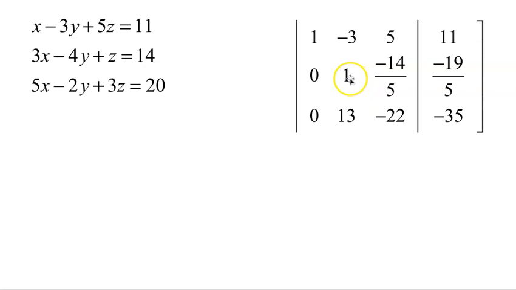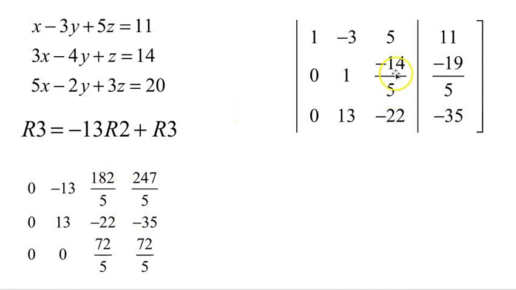So here's our current matrix. Multiplying this row by negative 13 is going to give me some very ugly numbers. So negative 13 times row 2, so 0, negative 13, and then some other things. Negative 13 times negative 14 fifths is 182 fifths. Negative 13 times negative 19, 247 fifths. Add that to the third row, 0, 13, negative 22, negative 35, and I strongly suggest you use a calculator. And we get 0, 0, 72 fifths, which looks unpleasant, but will actually be relatively nice.